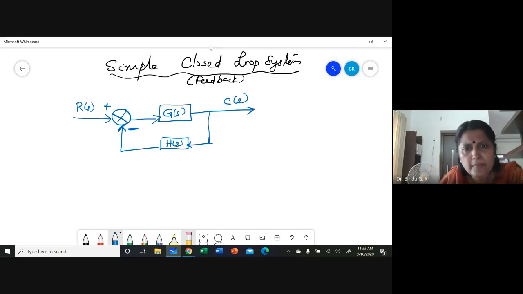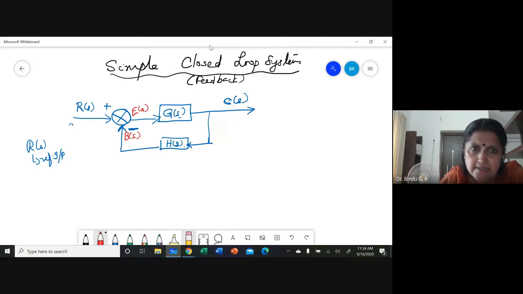Now, this is the block diagram of a basic closed loop system, where G(S) is the forward transfer function, H(S) is the feedback element, and R(S), if you remember, is the reference input. I told you it can be a motivating signal, which is converted into a reference input. Hence, we put it as R(S). This is the output, which is C(S). Now, two more signals I want to write: one is B(S), which is the feedback signal, and this signal is E(S), which is the error signal or actuating signal. Okay, now you can draw this.